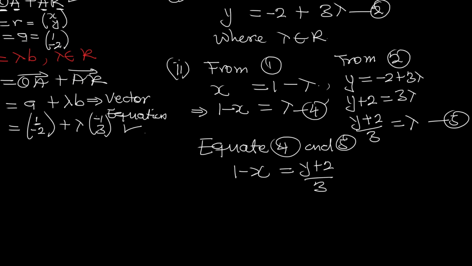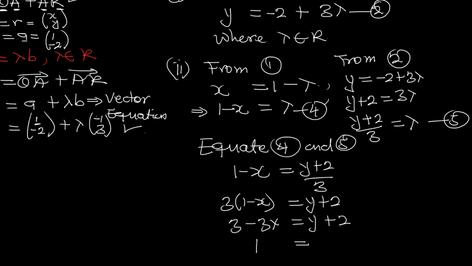We can go ahead and simplify. If we simplify, we have 3 times (1 minus x) equal to y plus 2. Further, we can say 3 minus 3x is equal to y plus 2. So 1 is equal to y plus 3x is the Cartesian equation. If you are not restricted, you can still leave your answer in the previous form, and it is the Cartesian equation of the line.